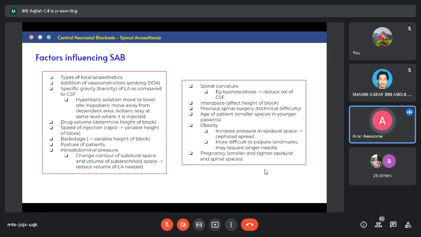And then drug volume will determine the height of block, and speed of injection also determines the height of block. For example, rapid speed of injection will give variable height of block. And then barbotage. Barbotage is a technique where we inject the anesthetic and then pull back, so it is aspiration of the LA cocktail during injection of the intrathecal cocktail. We don't do this anymore because it causes variable height of block and a higher risk of high spinal or total spinal. And then the type of local anesthetic, what do we commonly use?